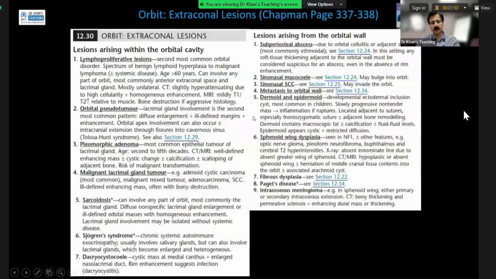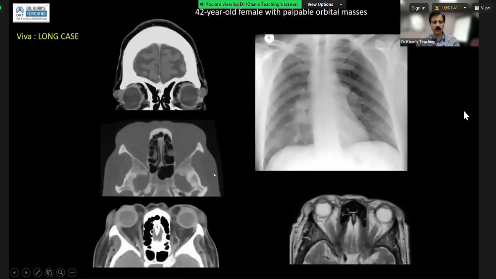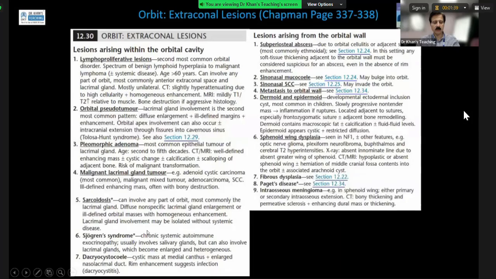And this is in your book, dermoid is also mentioned. If you see here, dermoid and epidermoid, lesions arising from the orbital wall.